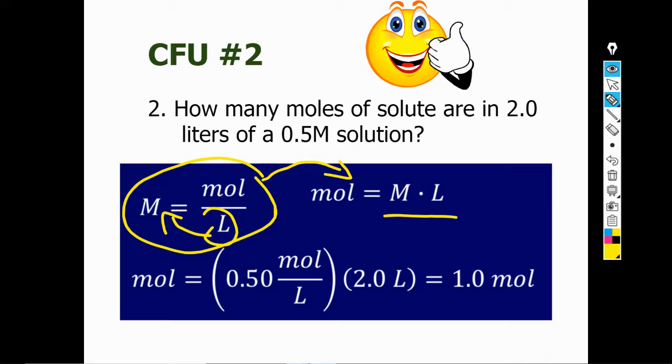And then I plug in my numbers again, just as usual. Now, you've got to remember 0.5 capital M really means moles per liter. So when I multiply, the liters cancel out and I get the answer I want. You can really see how the units cancel on this. In this case, for this answer, we'd get 1 mole. That's how many moles of solute are in there.